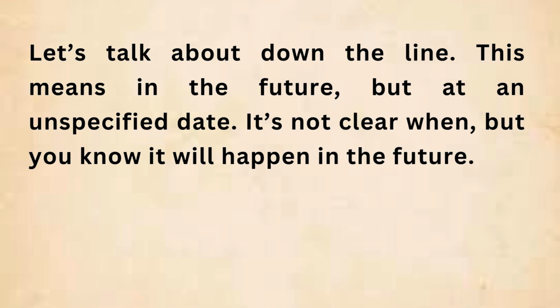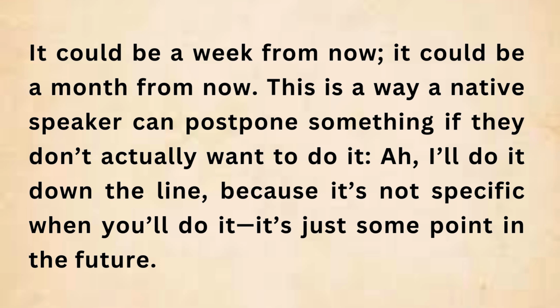Let's talk about down the line. This means in the future, but at an unspecified date. It's not clear when, but you know it will happen in the future. It could be a week from now, it could be a month from now. This is a way a native speaker can postpone something if they don't actually want to do it. I'll do it down the line, because it's not specific when you'll do it. It's just some point in the future.